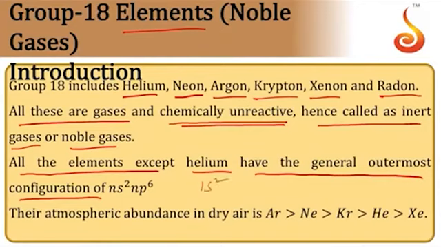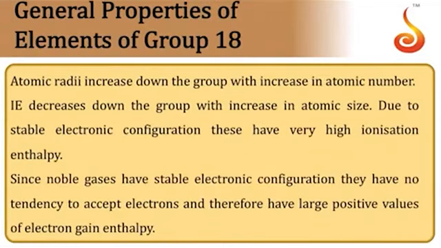One percent of the atmosphere contains noble gases. In that, the order of abundance is argon more than neon, then krypton, then helium, then comes xenon.